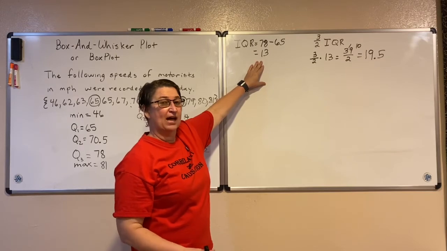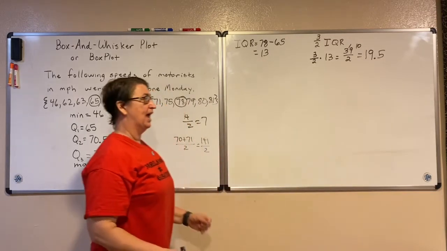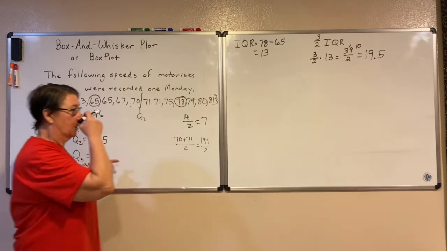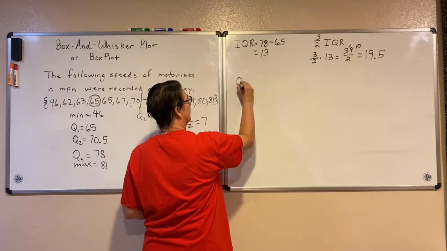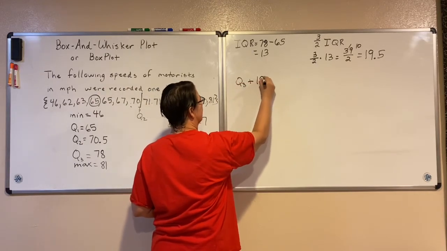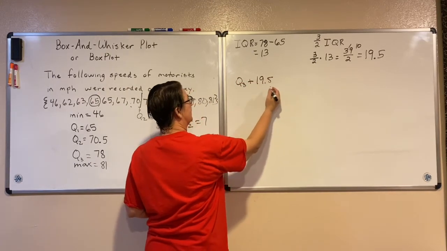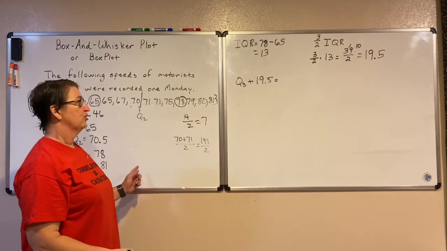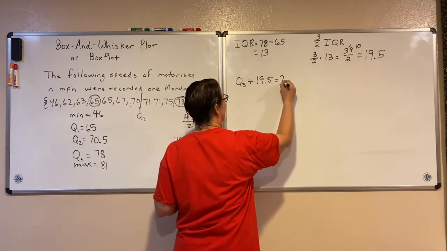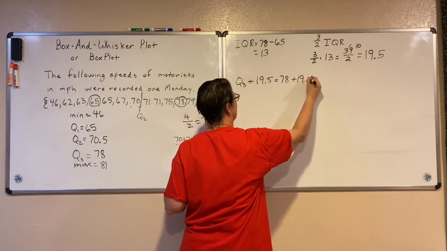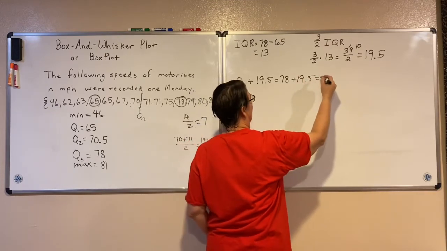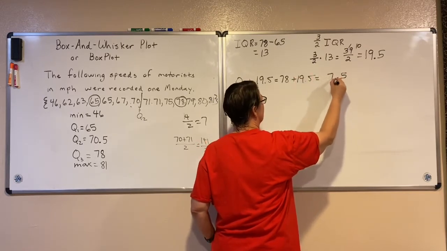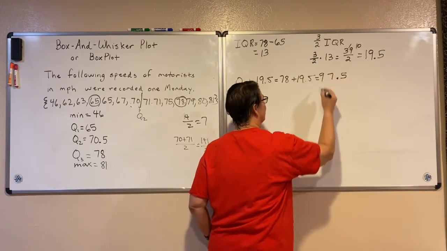Now to find the outliers, we're going to take that 19.5 and add it to the end of this Q3. So I'm going to take my Q3 and add that 19.5, and anything bigger than that is going to be considered an outlier. So my Q3 is 78 plus 19.5 is, well, we have 0.5, 9 and 8 is 17, carry the 1, 8, 97.5.